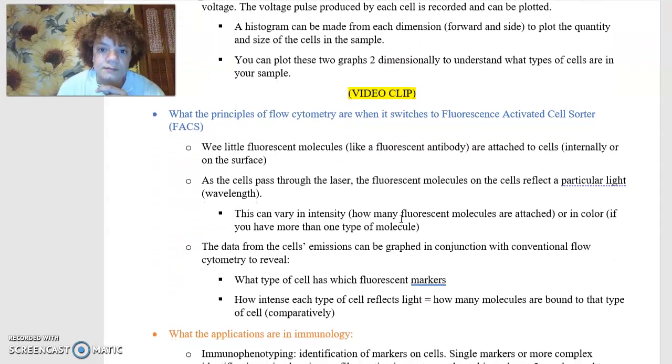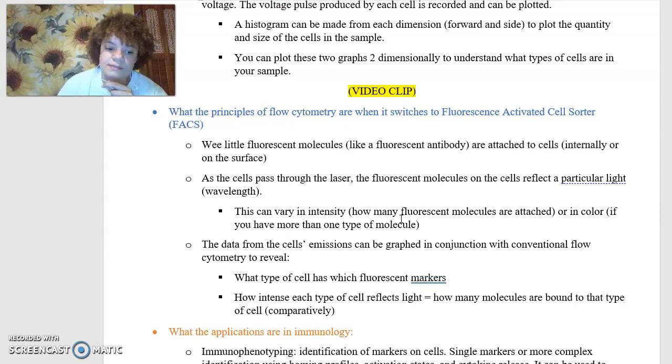Okay, so the next part is about the fluorescence activated cell sorter. That is when you get tiny fluorescent molecules, like fluorescent antibodies, and you tag certain cells with them. You introduce the antibody or the molecule into the sample before it goes through the interaction point. The antibody or molecule could bind on the inside of the cell or on the outside, and it could happen once or many times. When the laser hits the fluorescent molecule, the wavelength of the laser is going to be different than the wavelength of the emission that comes from the fluorescent marker.